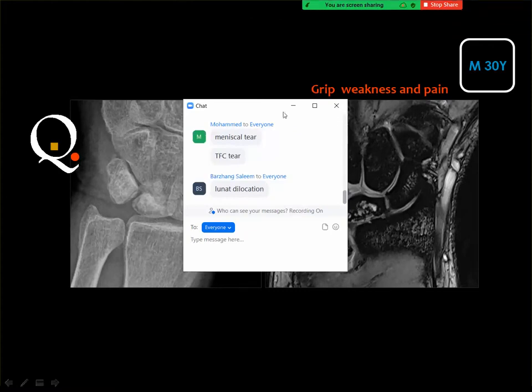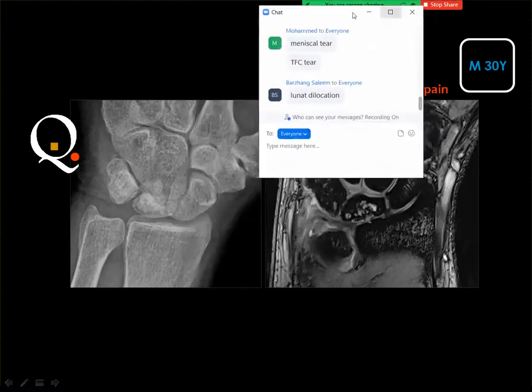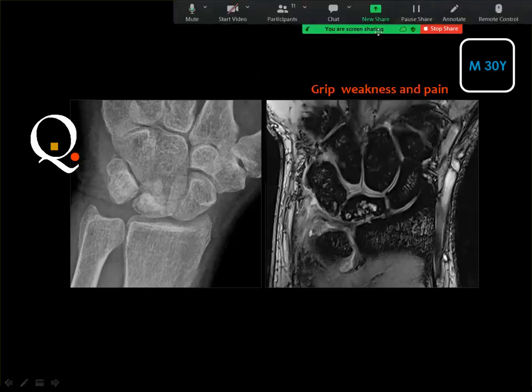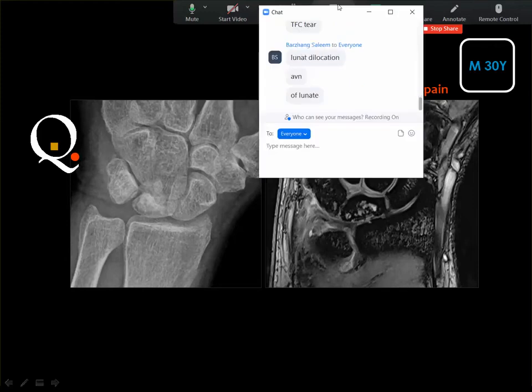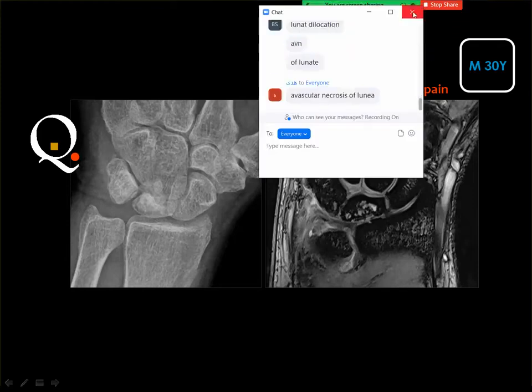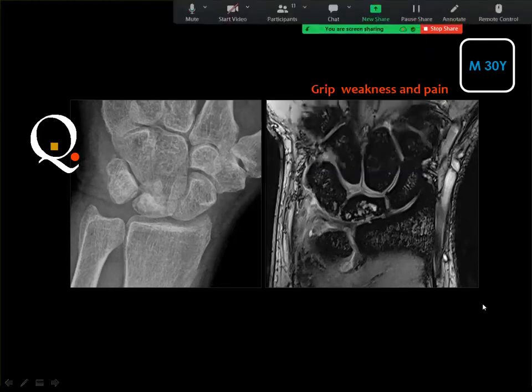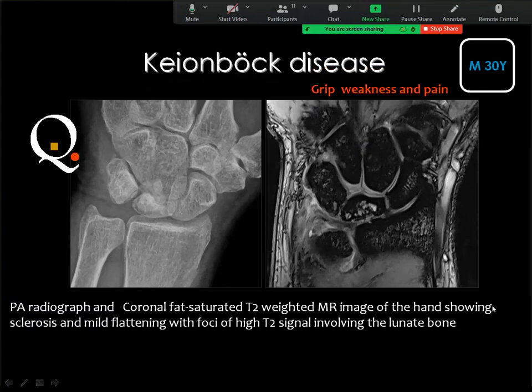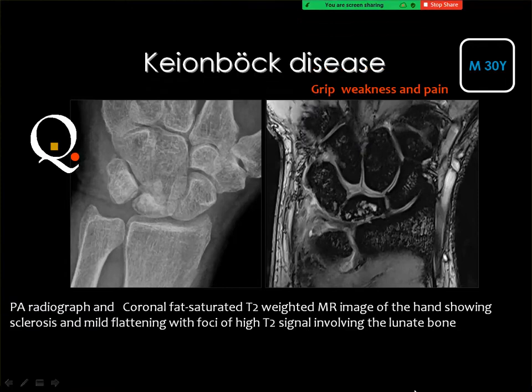Triangular fibrocartilage. The triangular fibrocartilage is not seen well in this image, but the pathology is in the lunate. It is not dislocated, but it shows on the plain film some collapse and sclerotic reaction, as well as abnormal signal in the STIR image, which is avascular necrosis. Right answer, AVN of the lunate bone, which is also known as Kienbock disease.